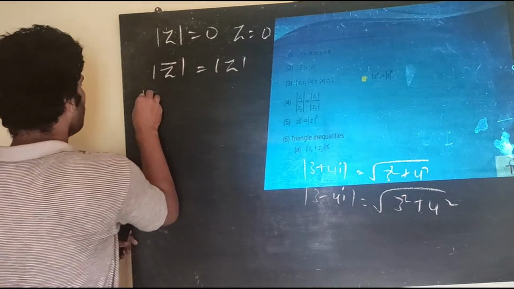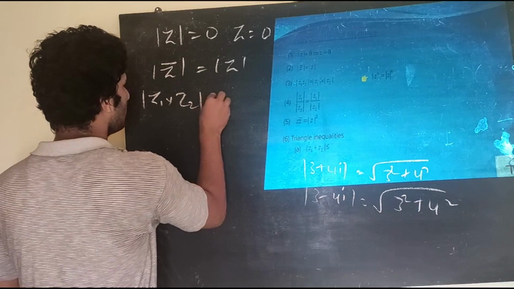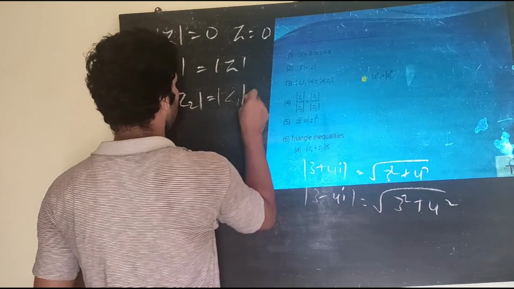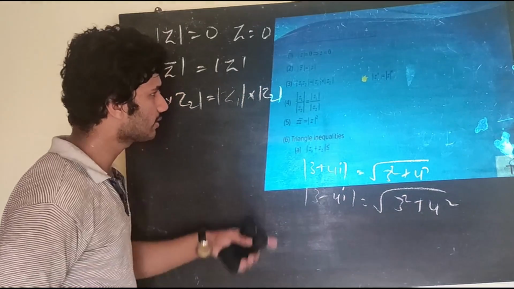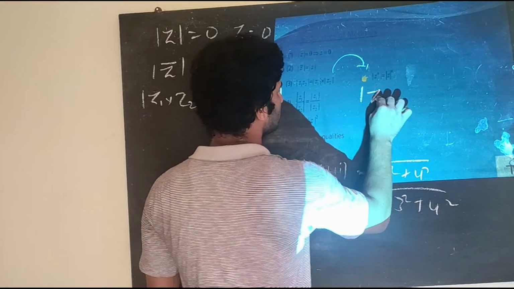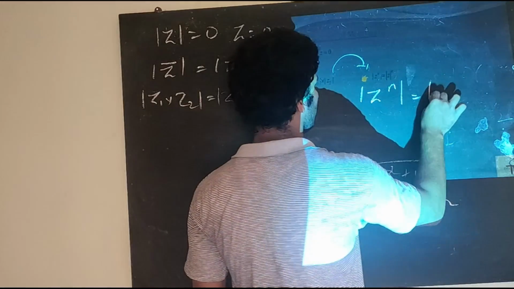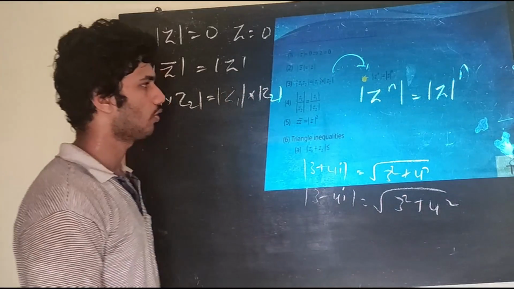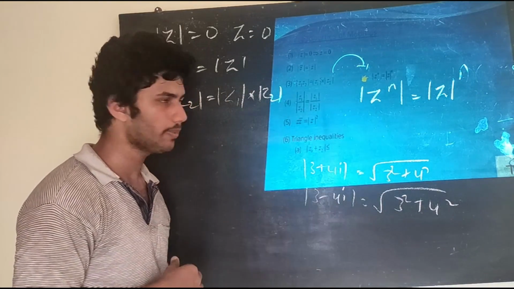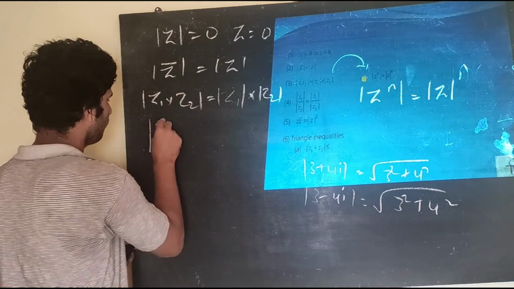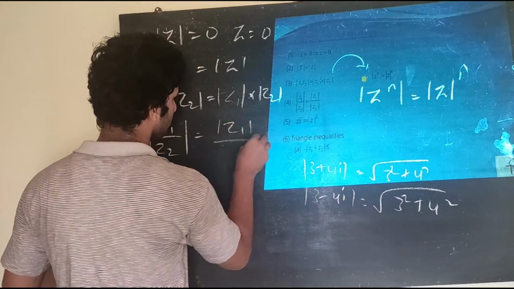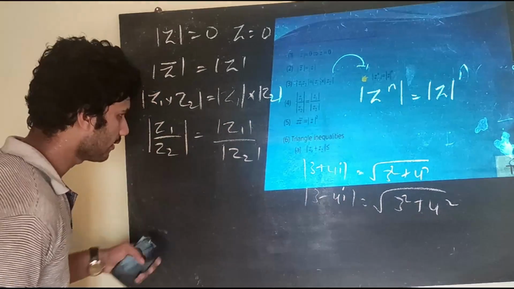Now the next is modulus of z1 into z2. Here also we can split it like the earlier one: modulus of z1 into modulus of z2. And with the same connection we can represent this also. Modulus of z raised to n will be modulus of z, the whole raised to n. As we discussed in the conjugates, the same concept, okay? And similarly, if z1 by z2 division is there, you can split that up. And the next one is very important.